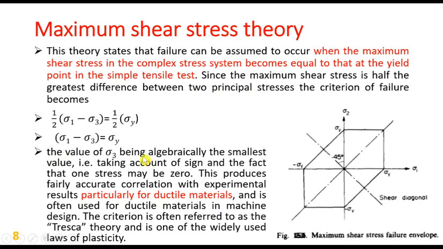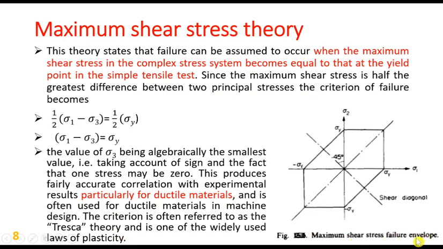The value of sigma 3 being algebraically the smallest value, taking account of sign and the fact that one stress may be zero, this produces fairly accurate correlation with experimental results, particularly for ductile material. So this is better for ductile material and is often used for ductile material in machine design. The criterion is also referred to as Tresca theory, and is one of the widely used laws of plasticity.